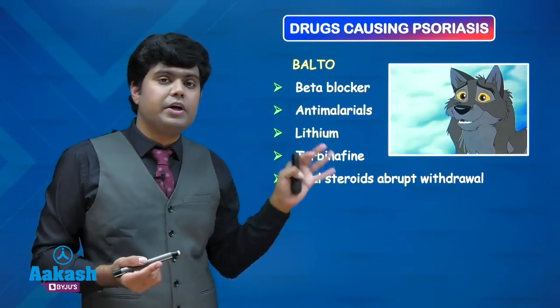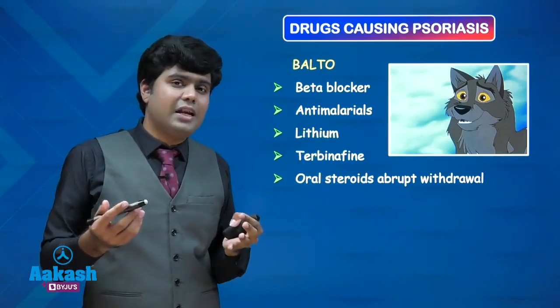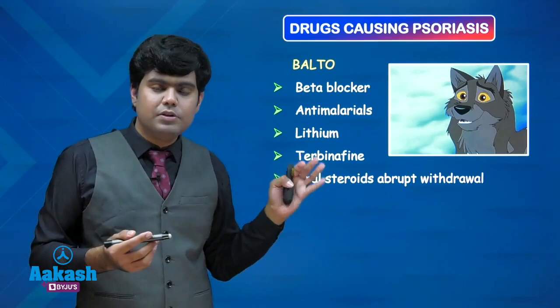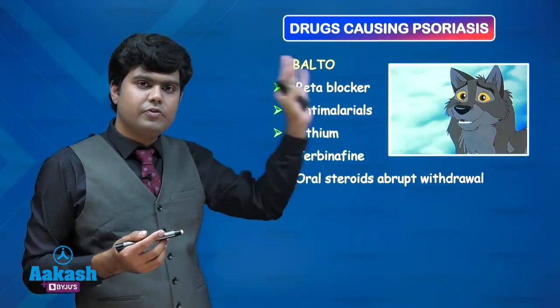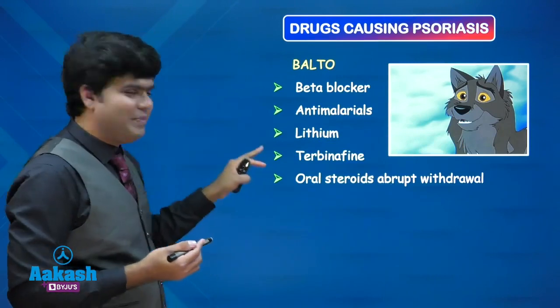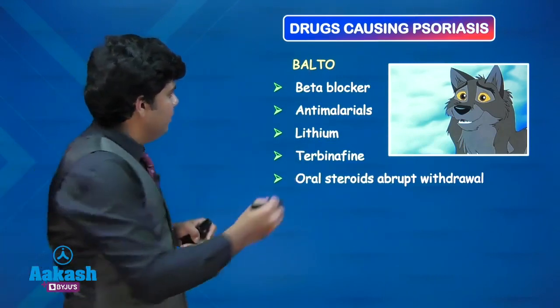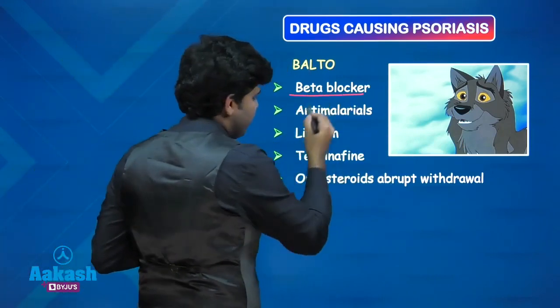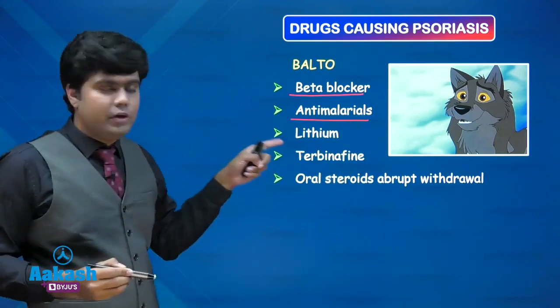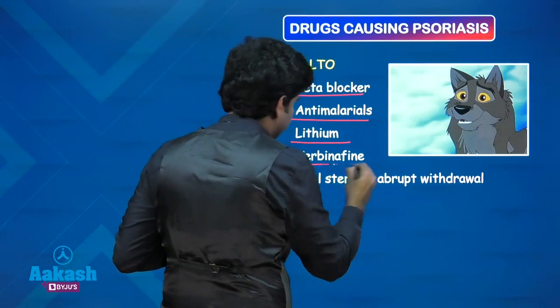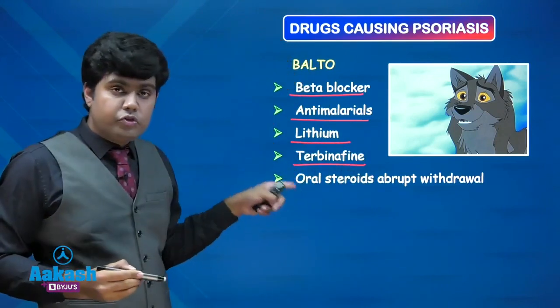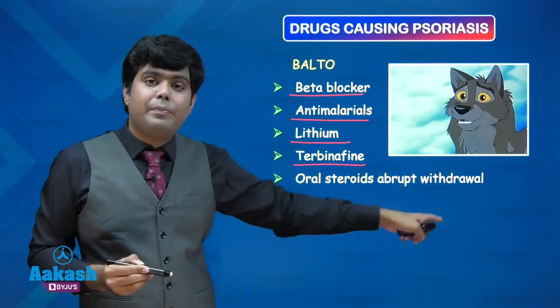Now, psoriasis. There are certain areas of psoriasis which are important. So causes of drug-induced psoriasis. Sometimes psoriasis can be because of some drugs. The mnemonic is Balto. So here we have dog. We had pigeon, snake and dog. Isn't it pretty? So Balto. Beta blocker. A is anti-malarial. L is for lithium. T is for terbinafine. Terbinafine is an antifungal drug. And most important is oral steroid abrupt withdrawal.